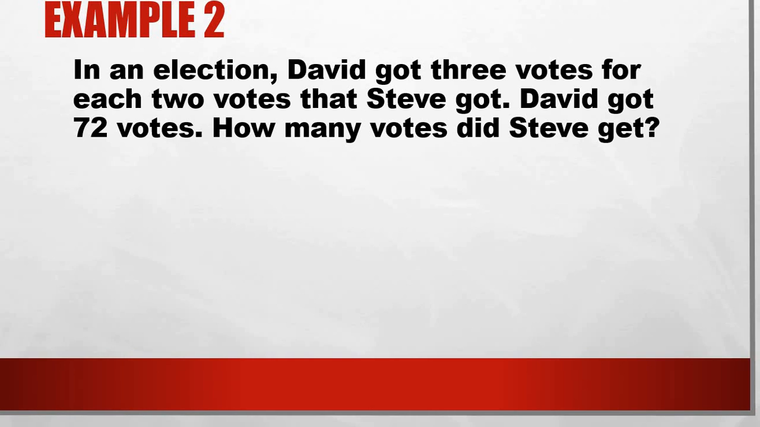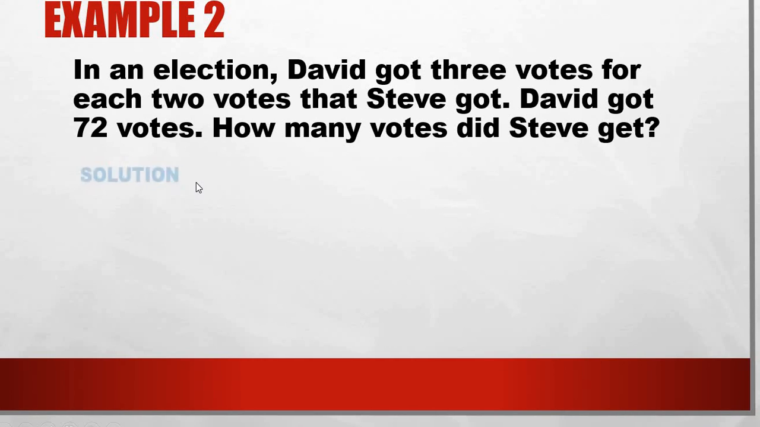Now, in an election, David got 3 votes for each 2 votes that Steve got. So that means if 3 people voted for David, 2 voted for Steve. I don't know whether you're with me. If 3 people voted for David, 2 voted for Steve. Now at the end we have 72 votes for David. So can we tell the number of votes we have for Steve? How many votes did Steve get?